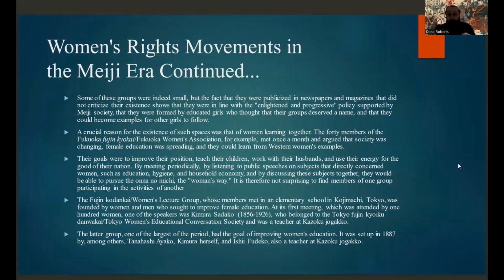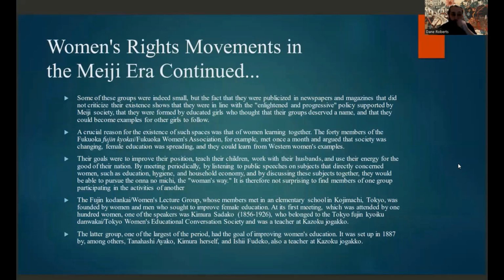A crucial reason for the existence of such spaces was that women of learning worked together. Members of the Fukaku Women's Association met once a month and argued for this change of society. By meeting periodically, listening to public speeches that directly concerned women, such as education, hygiene, and household economy, and discussing these things together, they wanted to pursue the woman's way. It's not surprising that many of these groups worked together.